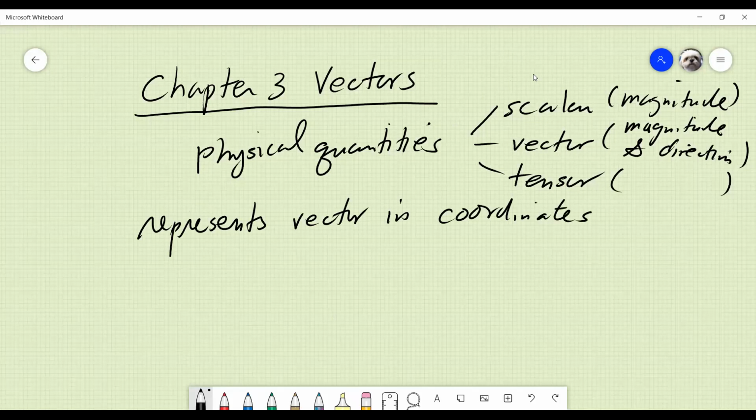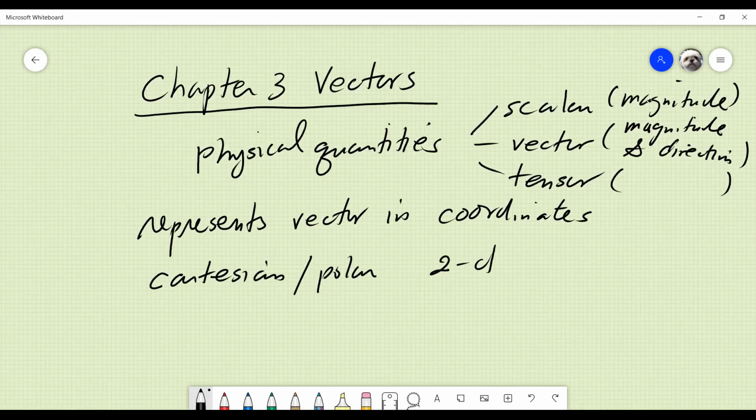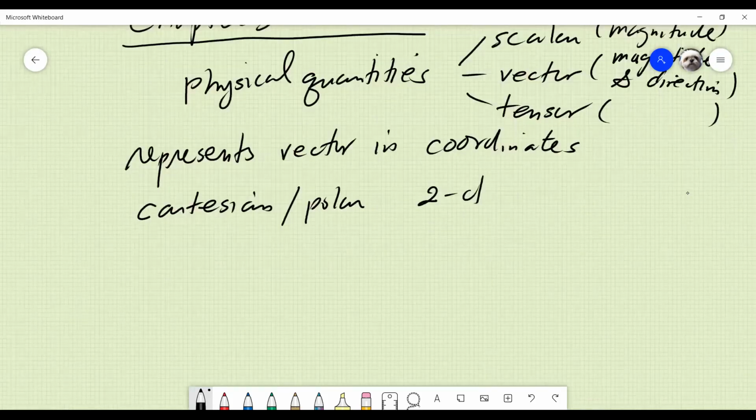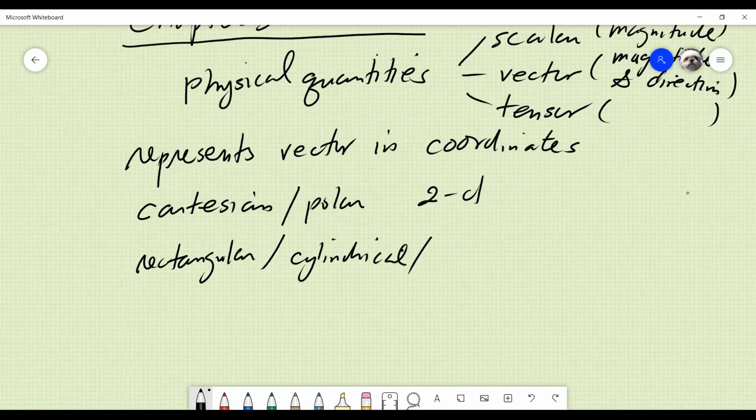Now, how many coordinate systems do we have? Well, for 2D, we have a Cartesian coordinate, right? Or we have a polar coordinate. Now, for 3D, we have rectangular, right? And we have cylindrical, right? We have spherical coordinate. And actually, we have more than that. I think we have about 12 of these coordinate systems.